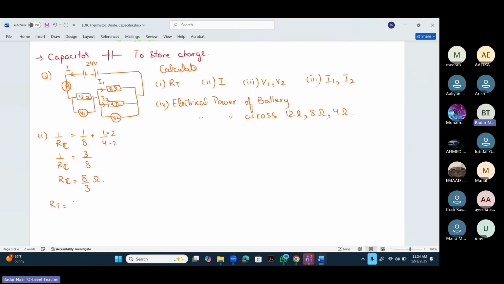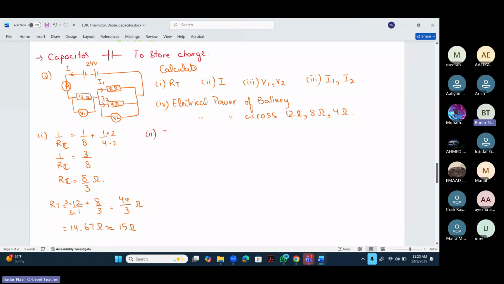Total resistance will be 12 plus 8 by 3. So let's say we get how much? 36 plus 8 is going to be 44 over 3 ohms. So the total resistance of the circuit is 44 by 3. Now, if you have to give the answer as a decimal, you get the value 14.67 ohms. But the final answer should be to two significant figures. So you can write the answer as 15 ohms.